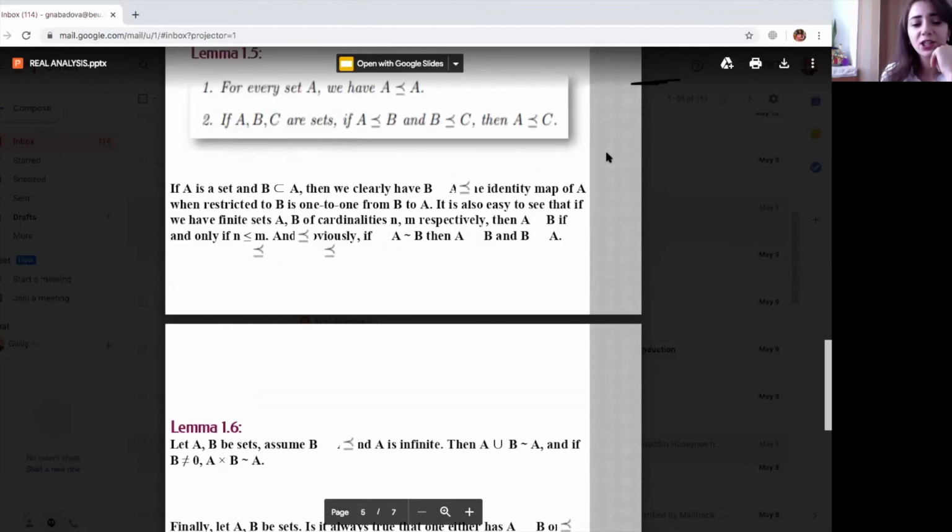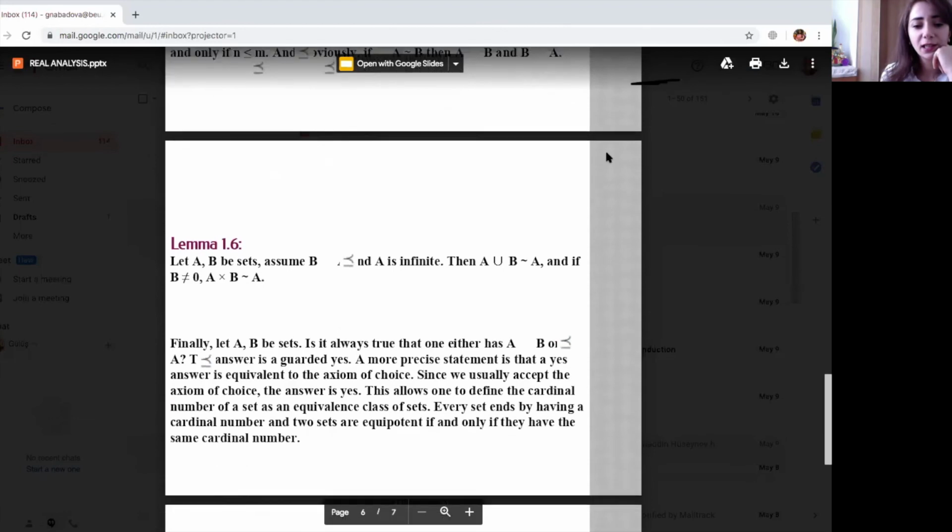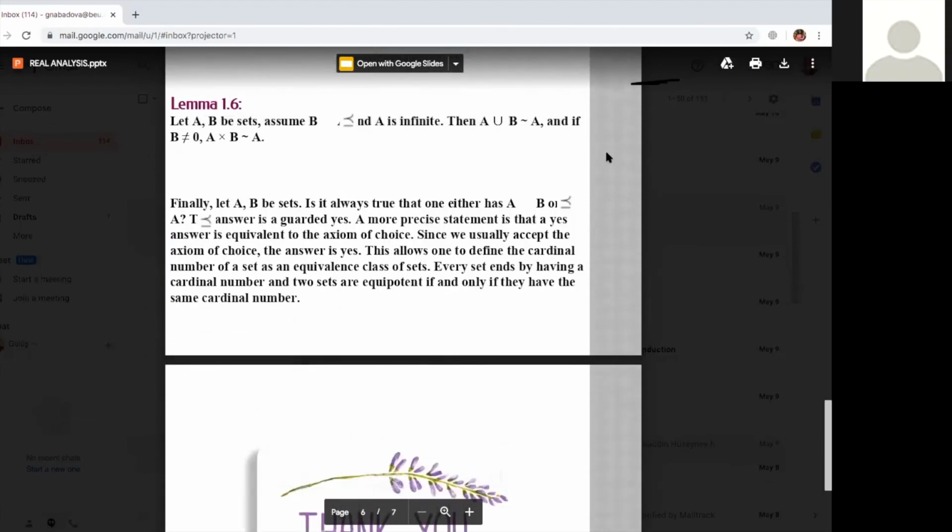And let's continue with Lemma 1.6 and finish your presentation. Let A and B be sets. Assume B is less than or equal to A and A is infinite. Then A union B is equivalent to A.